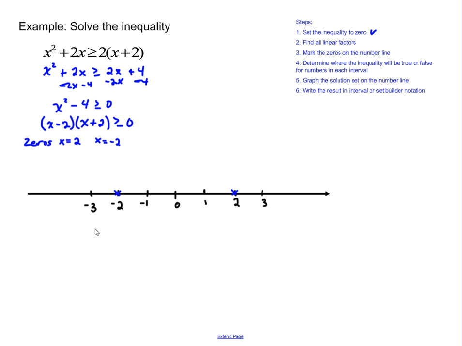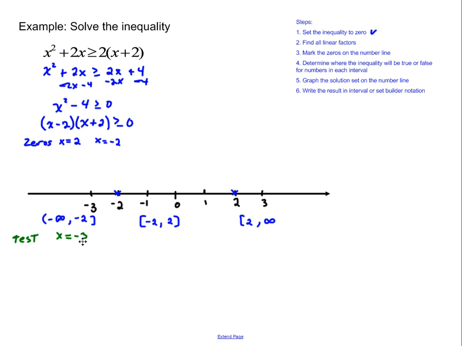In this case, our solution intervals look like there might be one that goes from negative infinity to negative 2. Since it's a greater than or equal to symbol, we'll include that endpoint. We have a possible solution interval from negative 2 to positive 2. And we have a possible solution interval from 2 to positive infinity. So we pick test values from within each of these intervals. So I'm going to test x equals negative 3.